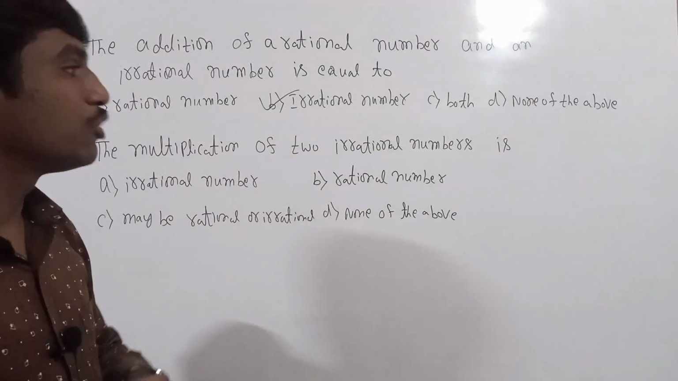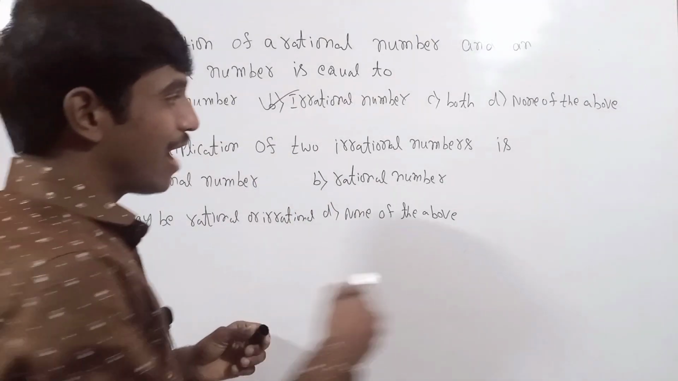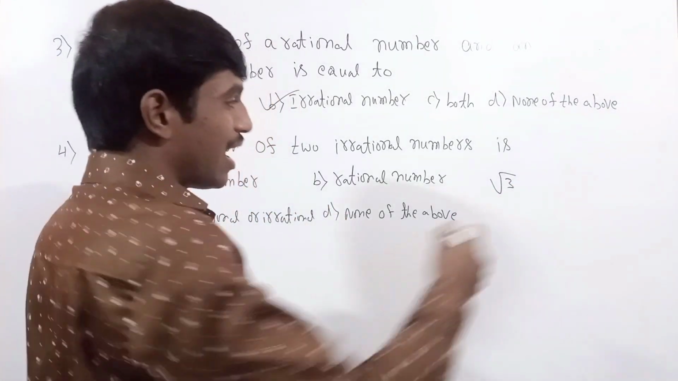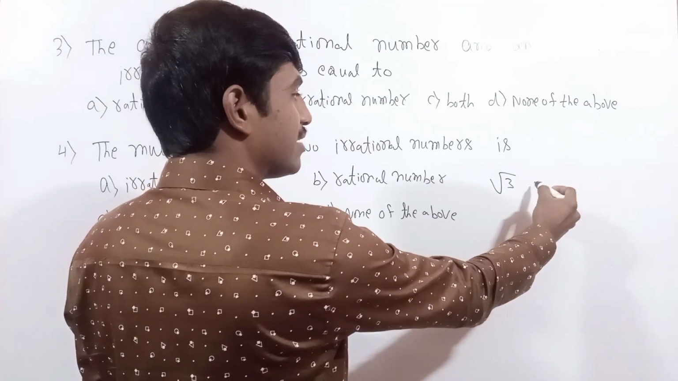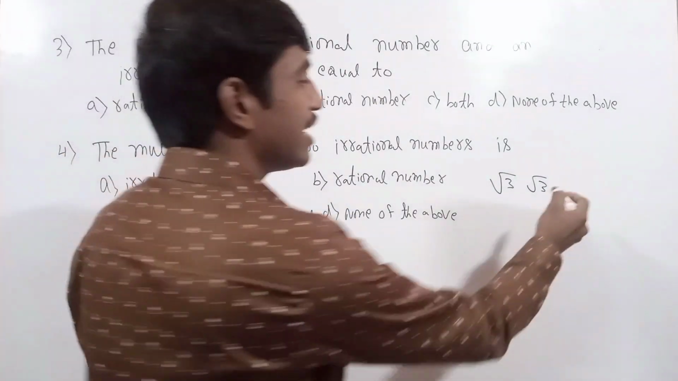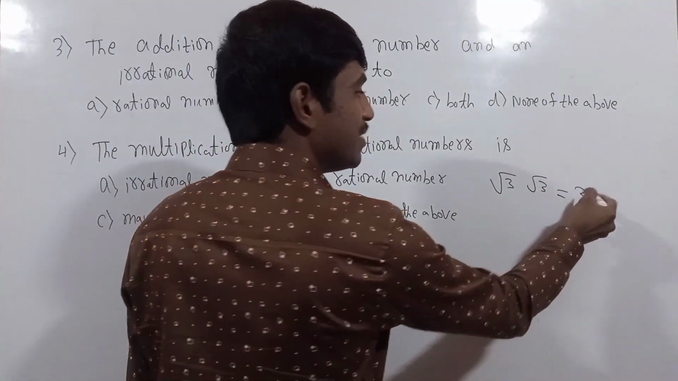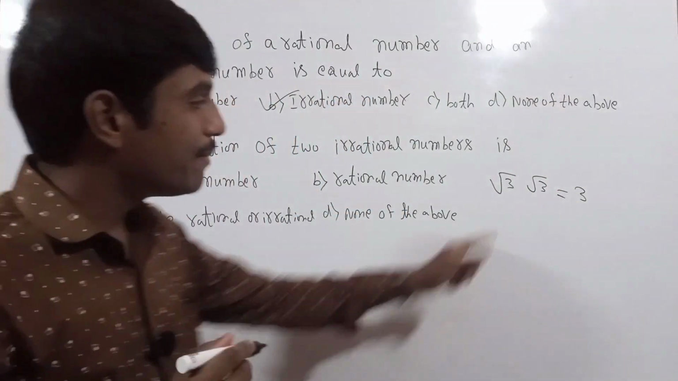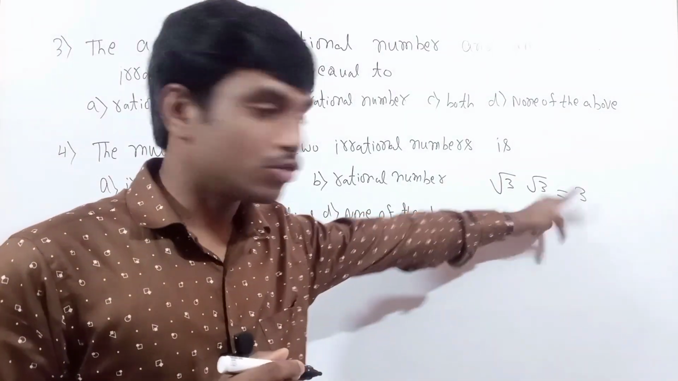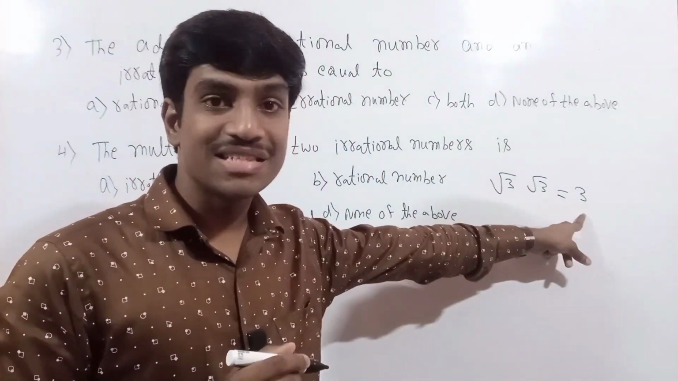So here they're talking about two irrational numbers. I will take, let's say, root 3, an irrational number, and for one more irrational number I take root 3 only. So both are irrational numbers. When you multiply, you will get root 3 whole square, which will be 3, a rational number. So when I multiply root 3 with root 3, I am getting a rational number. I am multiplying two irrational numbers, but the answer is rational.